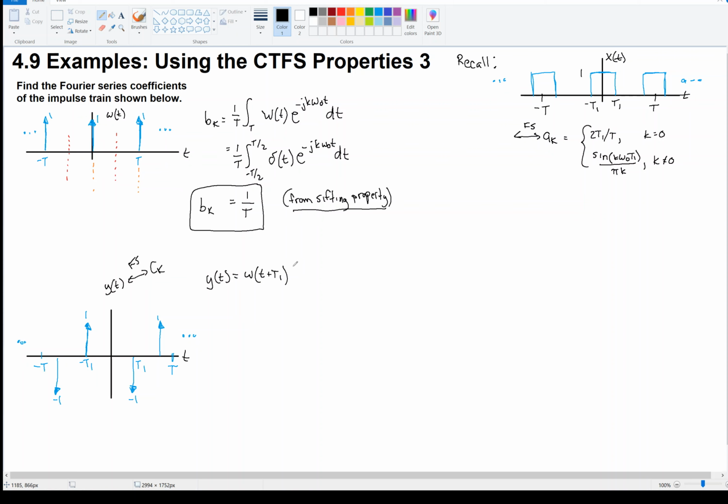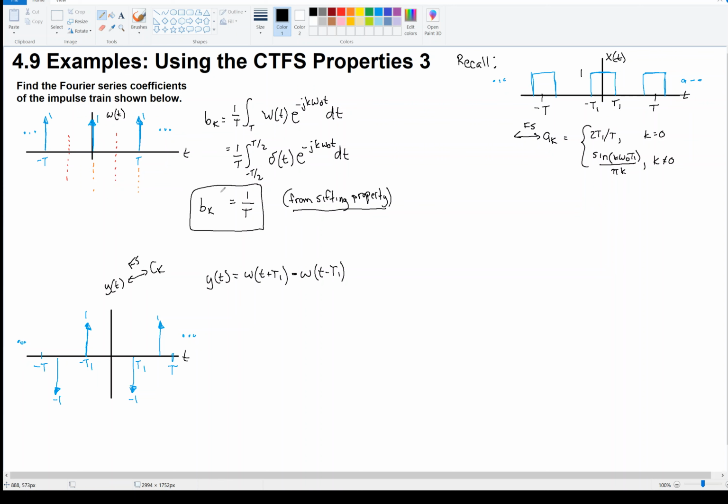And then I need the negative spike. So I'm going to take w, subtract it, for the negatives, and I'm going to shift that to the right by T1. You see? So again, if I take w and shift it to the right by T1 and then I negate it, now I have the negative impulses. And if I add that to w shifted to the left by T1, then I have exactly y. Okay, so here's the relationship between y and w.